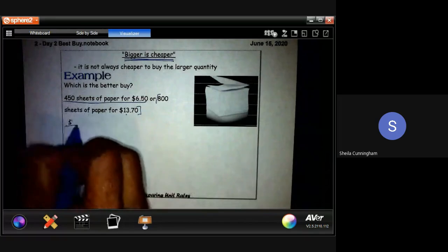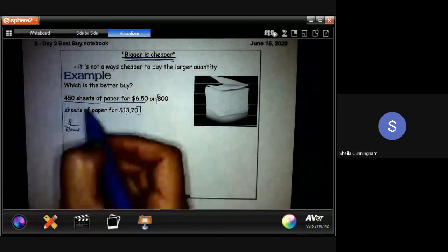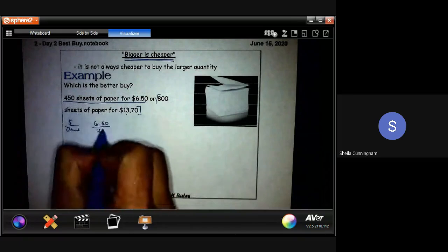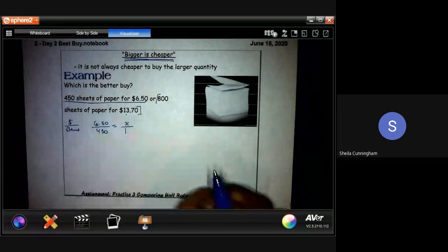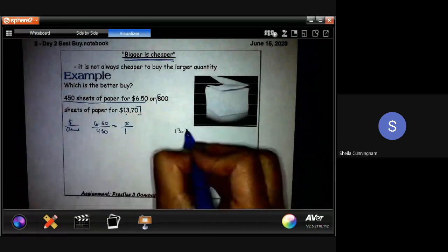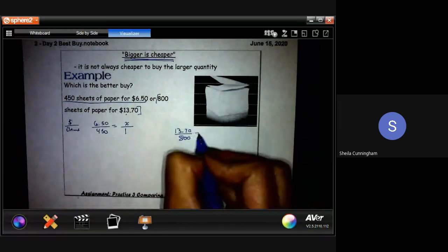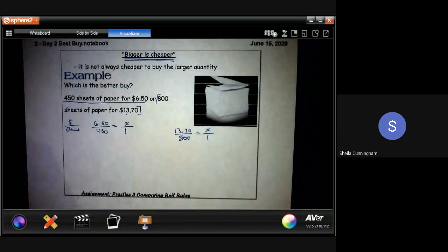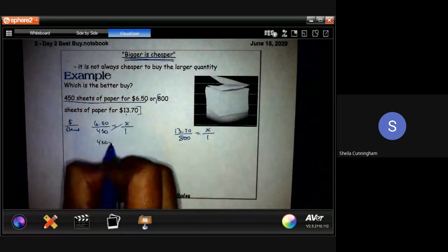So again, we're going to go dollars over items. In this case, if we're looking at the first one, the 450, we have $6.50 for 450 sheets. We want it for one; we want to know the cost. And then the other side is $13.70 for 800 sheets, and we want to know the cost per one there as well. So now we will set up and go ahead and cross multiply.